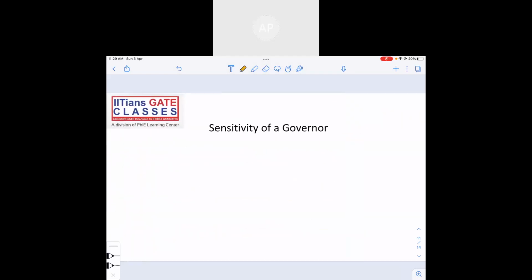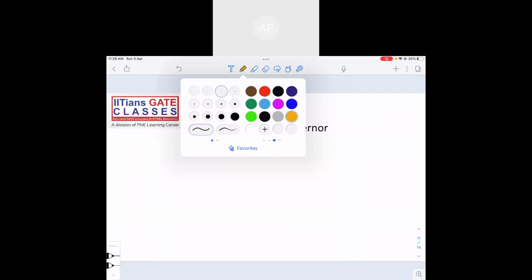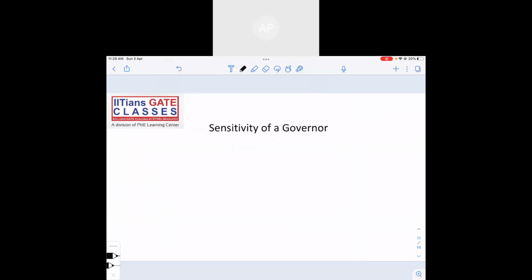Next is the sensitivity of a governor. So what is the formula for sensitivity? I'll give you some important questions. Sensitivity can be written as range of speed divided by the mean speed. Range of speed divided by mean speed.